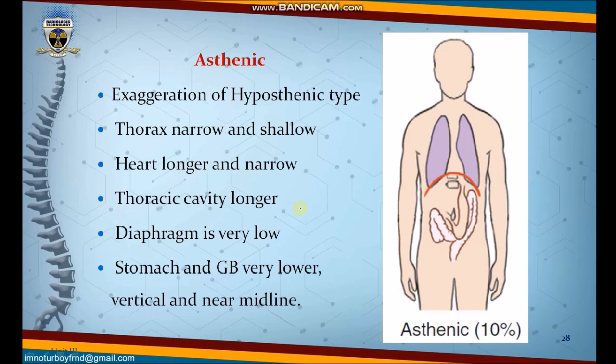So the asthenic, katong mga niwang na kay especially ang mga tigulang na or those who are very ill, for example, na kanang mga terminally ill nga patient nga halos wala nagikaon, na niwang nagikaayo, or those suffering from anorexia. So this is an exaggeration of hyposthenic type. Thorax is narrow and shallow. The heart is longer and narrower compared to the hyposthenic. Thoracic cage is also longer. Diaphragm is very low. The stomach and the gallbladder are very low and vertical and also near the midline.